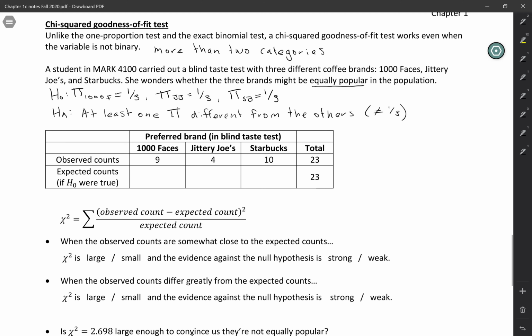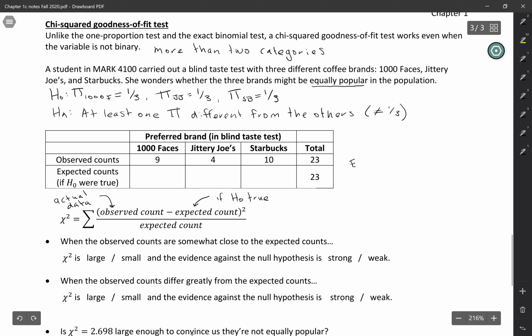So the formula for the chi-squared statistic works by comparing the observed counts to the expected counts. When we say the observed counts, we're talking about the actual data here, so the people who actually participated in the taste test. For the expected counts, we're talking about what we would expect if the null hypothesis were true. So our null hypothesis says that they're all equally likely.